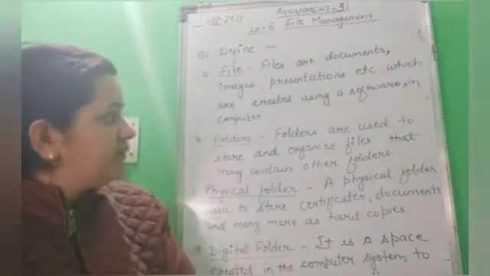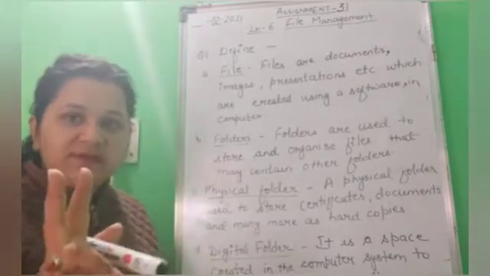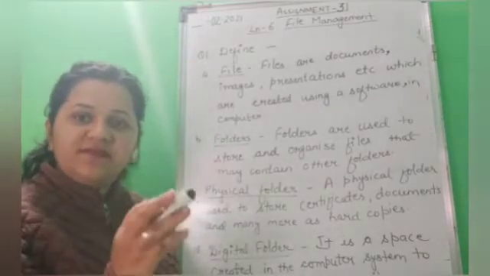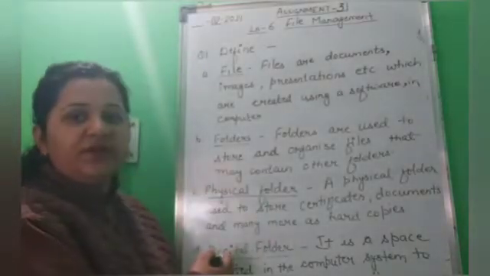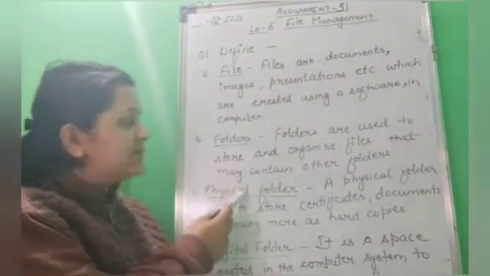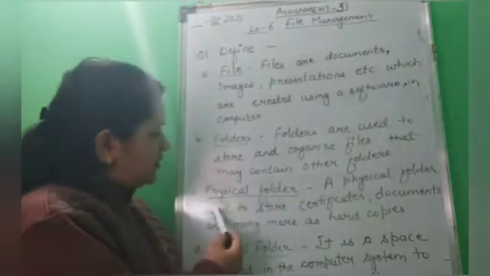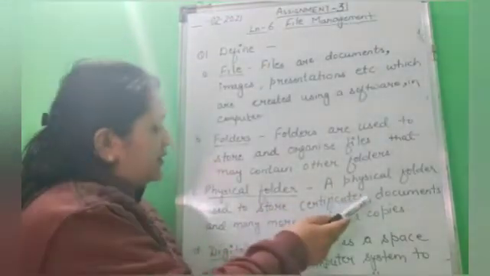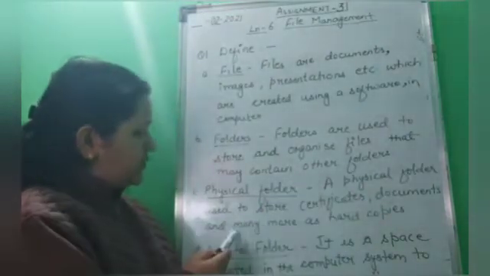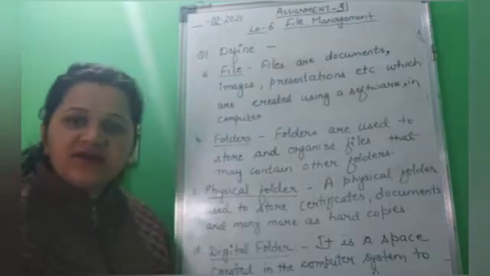Okay, so now children, folders are of two types. What are they? Physical folder and digital folder. Now what are physical folders? A physical folder is used to store certificates, documents and many more as hard copies.